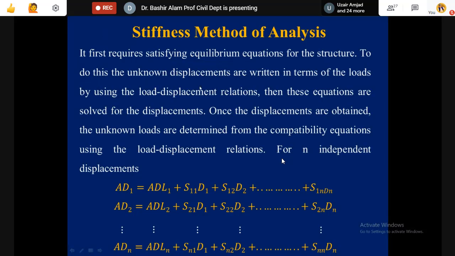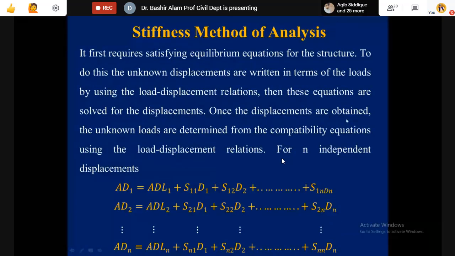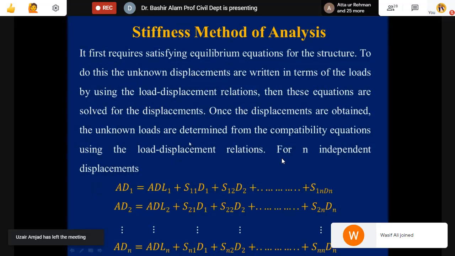To do this, the unknown displacements are written in terms of the loads by using the load-displacement relations. Then these equations are solved for the displacements. So unknown displacements are found by solving the equilibrium equations. There, the compatibility conditions were solved and unknown reactions were found. Here, displacements will be found by solving the equilibrium equations. Once the displacements are obtained, the unknown loads are determined from the compatibility equations using the load-displacement relations.